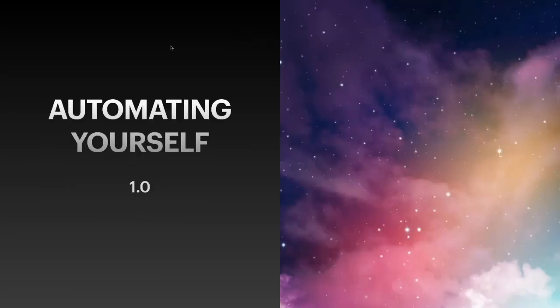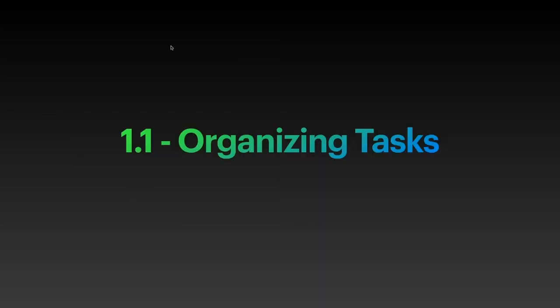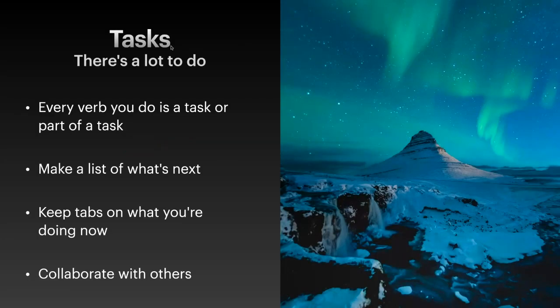So let's talk about automating yourself, because all these ideas and these solutions can be applied to the human level rather than just the software one. And I think the best place to begin here is going to be talking about tasks. What are tasks? A task is any verb you engage in. It can be a single item, it can be a part of a much larger task. But the important thing here is if you're going to be doing it, you can write it down. You can get that list of what you need to do next, keep tabs on what you're currently working on, and oftentimes it can be very helpful to take those tasks and collaborate with other people in your organization.